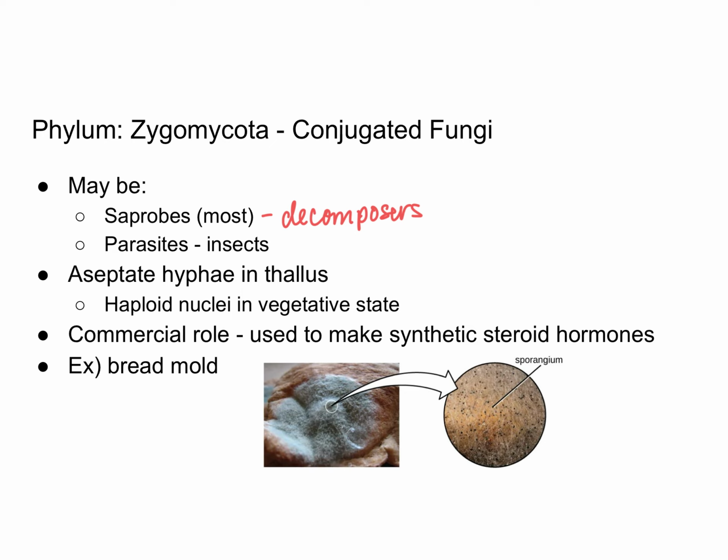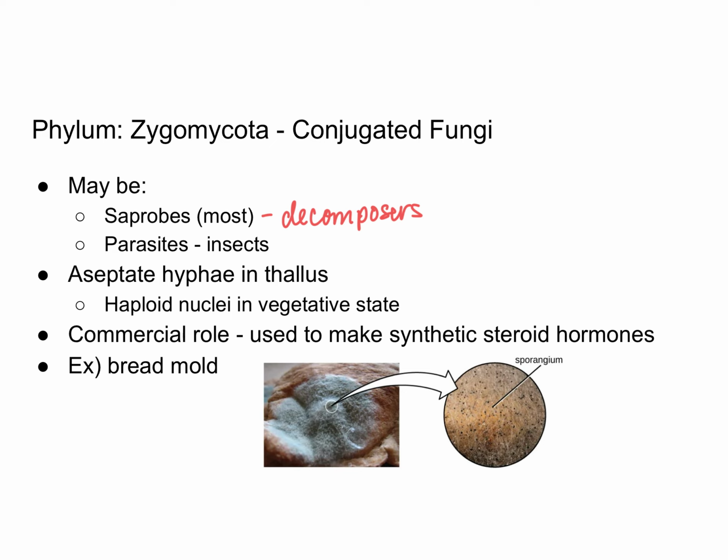The thallus of Zygomycota are aseptate, and they have haploid nuclei in the vegetative state. And we'll talk about this more when we talk about the reproductive strategy of Zygomycota. Zygomycota fungi do have a commercial role. They are used to make synthetic steroid hormones.